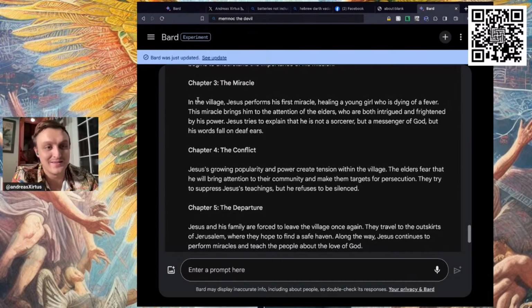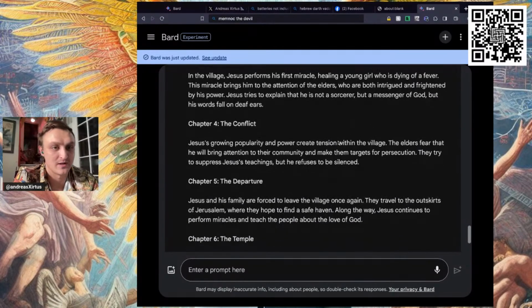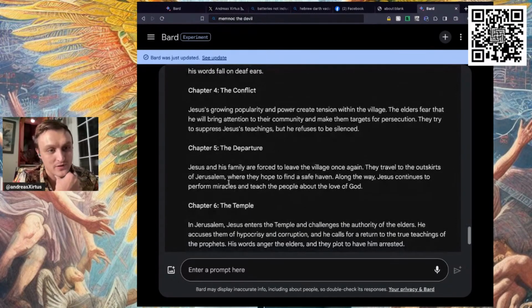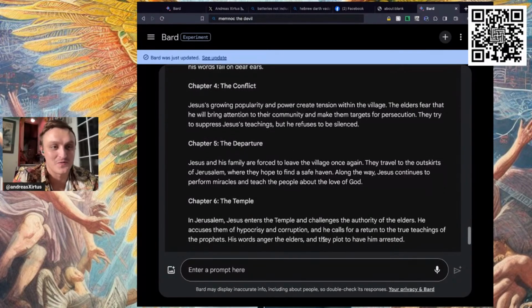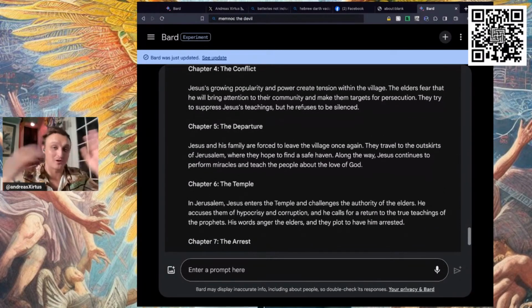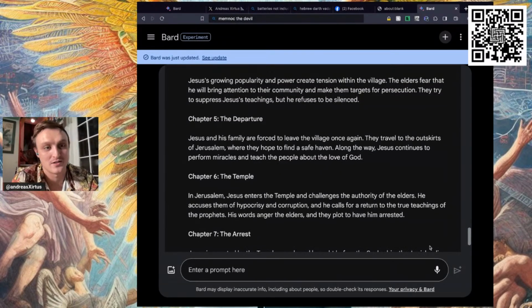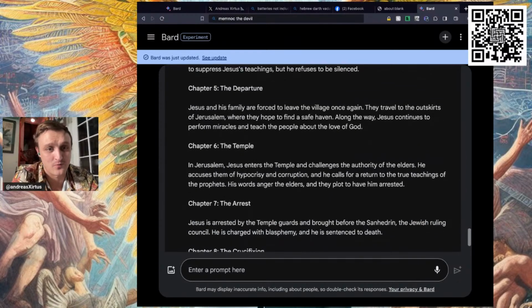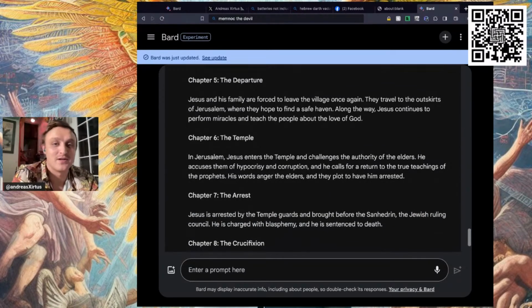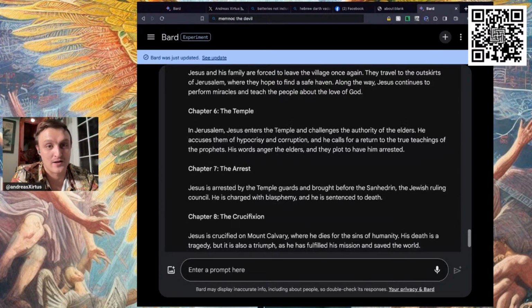The miracle. In the village, Jesus performs his first miracle, healing a young girl who's dying of a fever. Freaks them all out. The miracle brings attention from the elders, who are both intrigued and frightened. Conflict. Jesus' growing popularity and power creates tension in the village. The elders fear that he will bring attention to the community and make them targets for persecution. So they try to suppress Jesus' teaching, but he refuses to be silenced. The departure. Jesus and his family are forced to leave that village once again. They travel to the outskirts of Jerusalem, where they find a safe haven. Along the way, Jesus continues to perform miracles and teach the people about the love of God, in like a more Taoist way.